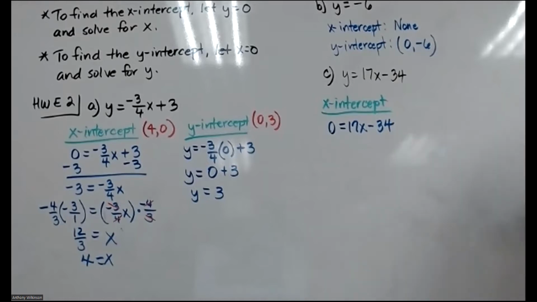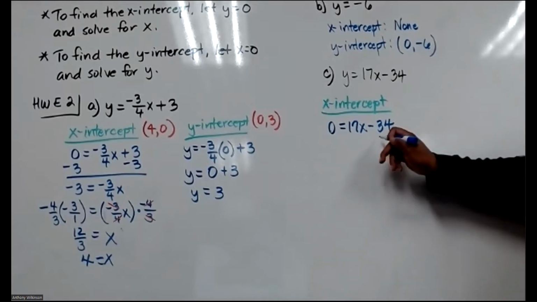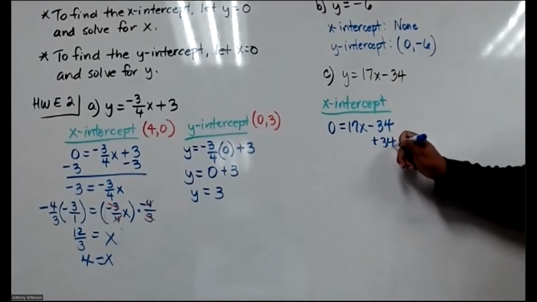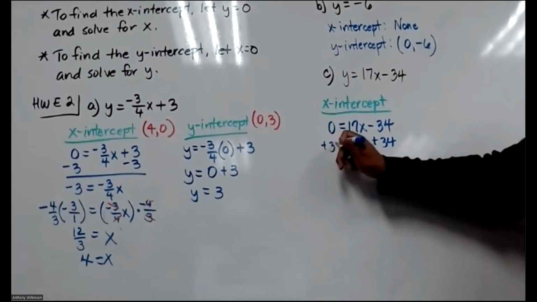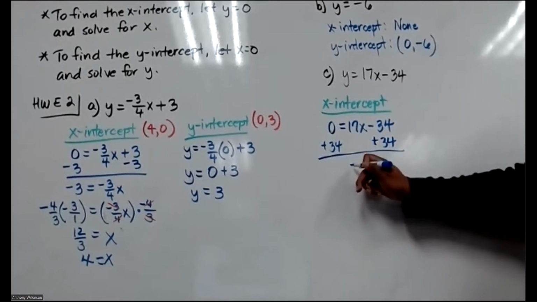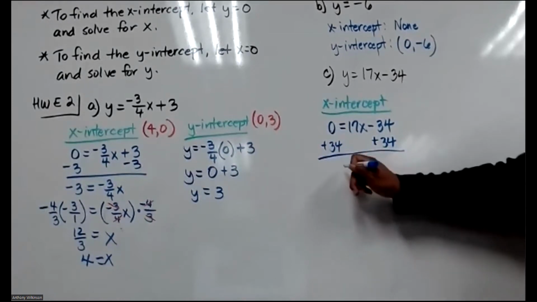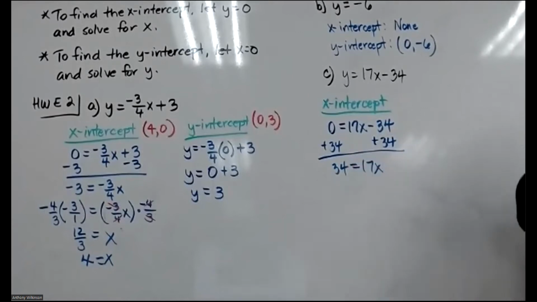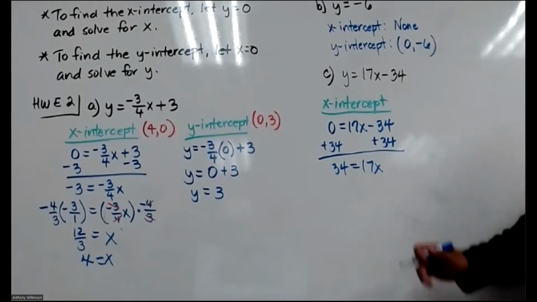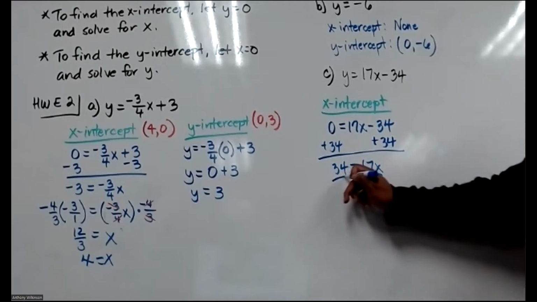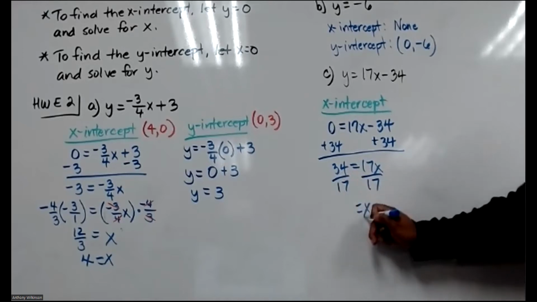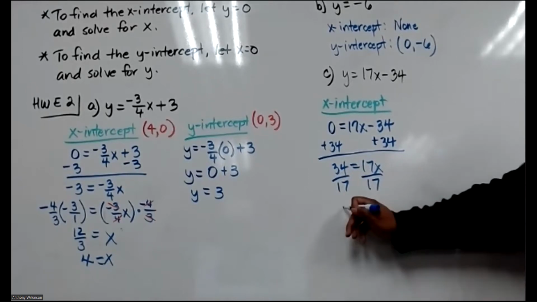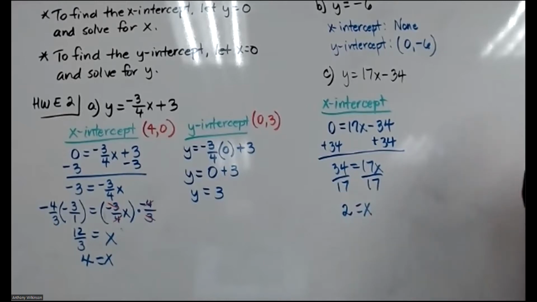All right, so what do I need to do here to get x by itself? Add 34 to both sides. So that means we got 17x is equal to 34. And to get x by itself, we need to divide both sides by 17. So what's x going to be equal to here? 2.